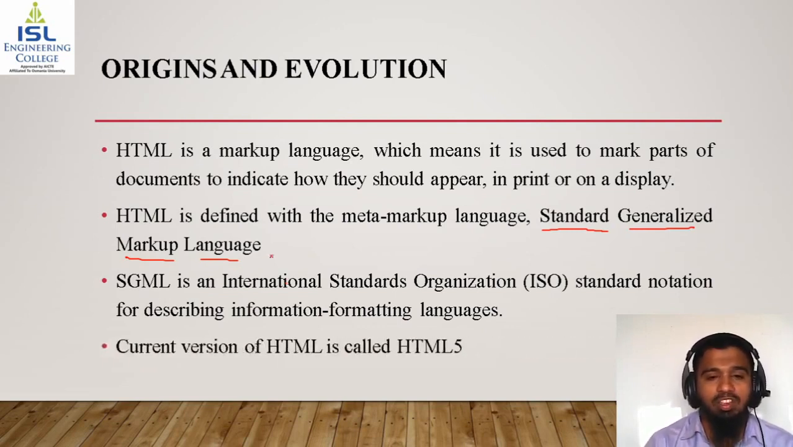And the current version of HTML is HTML5. There are so many versions, and we will see them in the history of HTML. So this is a simple introduction of HTML: why we need to use HTML. It is a markup language to display or print, and it is a meta markup language, standard generalized markup language, an International Organization for Standardization standard notation for describing information formatting languages, how things should be displayed on the website. And the current version is HTML5. Next.